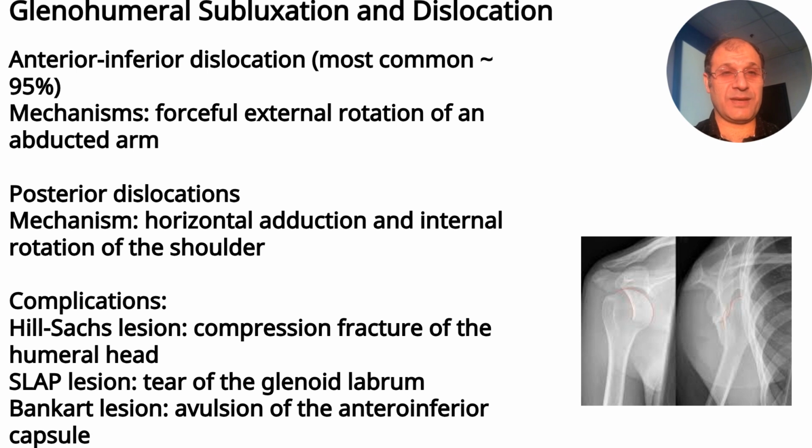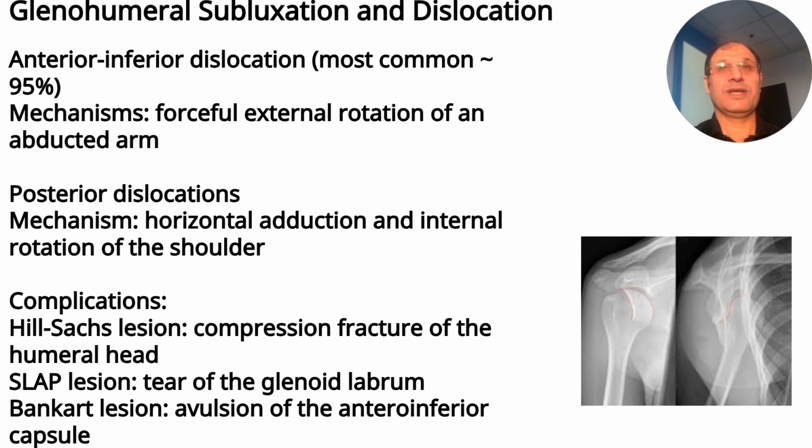Joint dislocation happens at the closed packed position of a joint more than at its open packed position. The closed packed position is the position which results in maximal tautness of the major ligaments, maximal surface congruity, and the least transarticular pressure. Any positions of the joints other than the closed packed position are known as open packed positions of the joint. The closed packed position of the glenohumeral joint is abduction and external rotation.